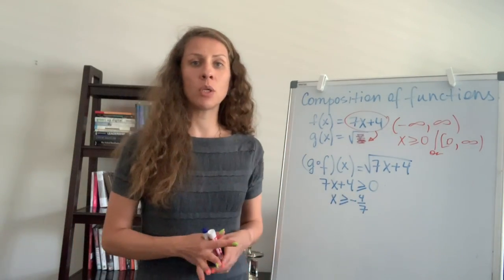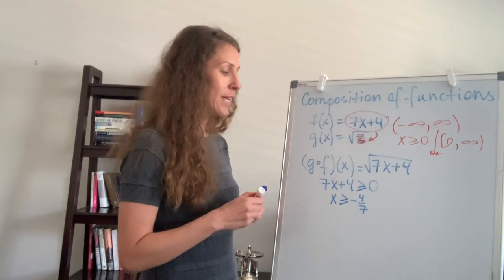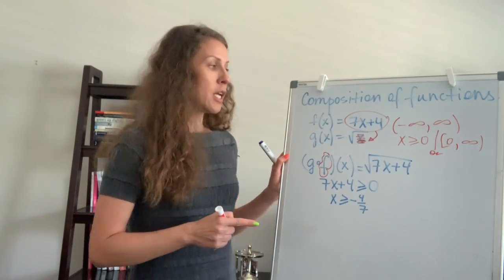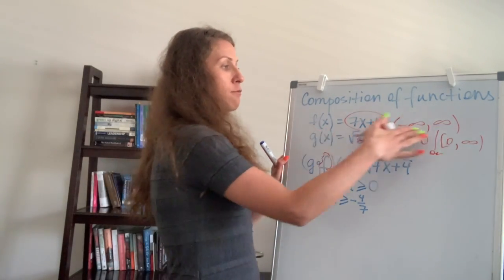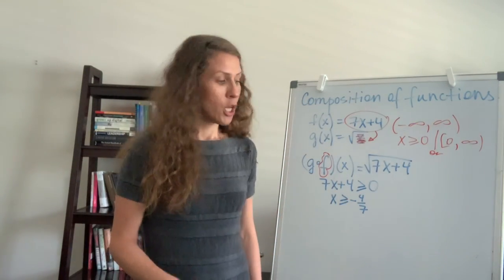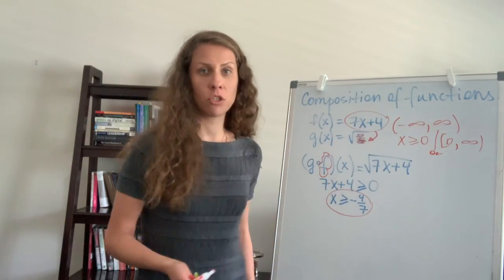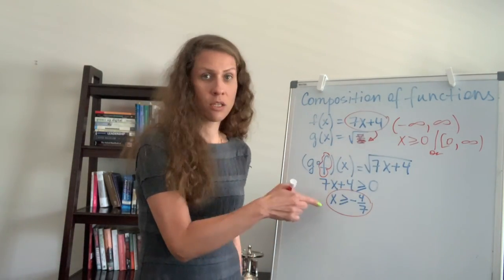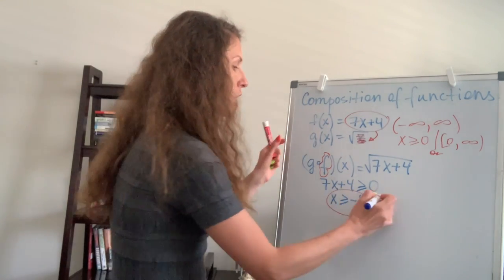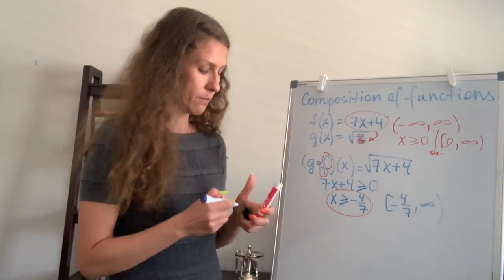We will now need to combine this domain with the domain of the second function inside of our composition, which was function f. The domain of function f was all real numbers, negative infinity to infinity, with no restrictions. So this domain is way more strict than negative infinity to infinity. So this is the domain of the composition. In interval notation, the domain starts at negative 4 over 7 and goes to positive infinity.